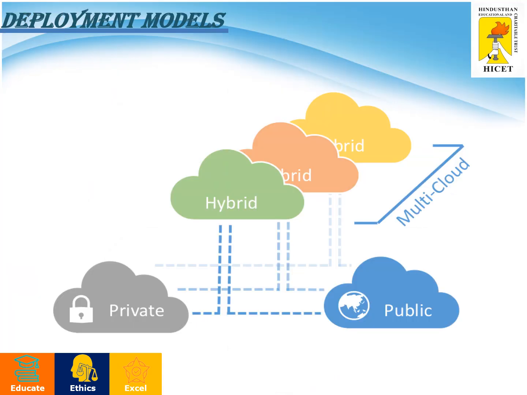Next comes the deployment models in cloud. There are three types of cloud deployment model, and here we'll see each deployment model, which is defined by where the infrastructure for the environment is located. The cloud deployment models consist of public cloud, hybrid cloud, and private cloud.